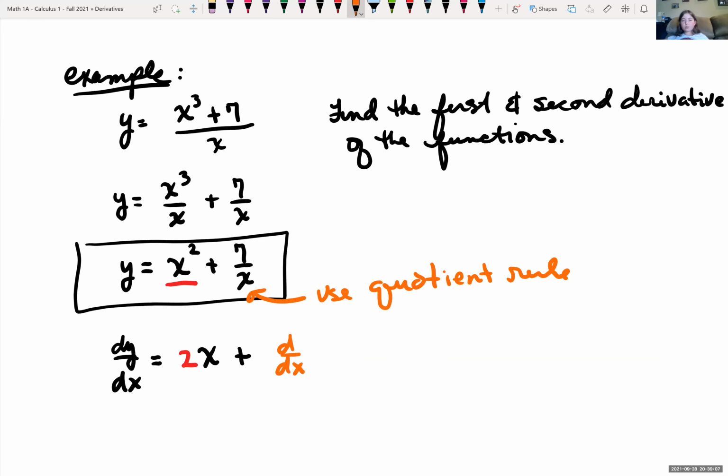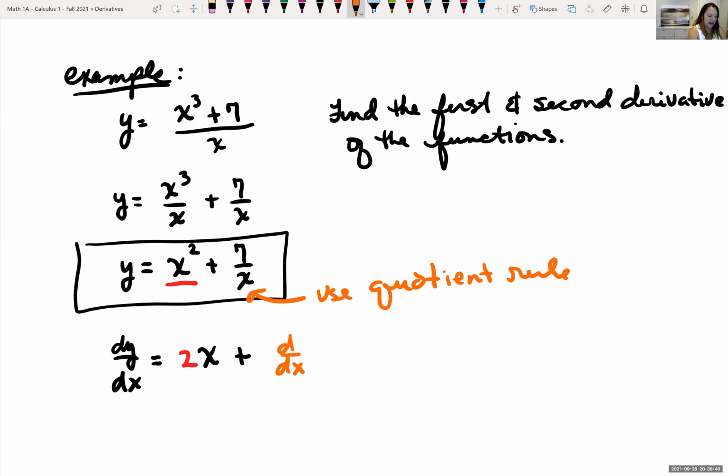Wait, why couldn't we just rewrite it as 7x to the negative 1? You're right. You're totally right. That would be so much easier. I was thinking I would have to do it the hard way with that quotient rule. So let's do what Ella said. That would make it so we don't have to use the quotient rule.